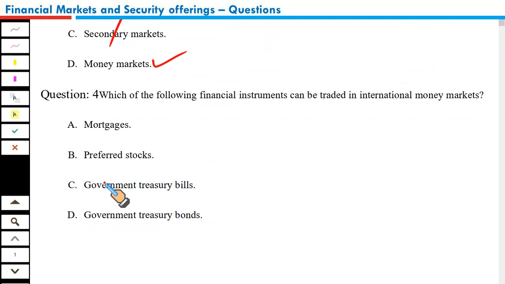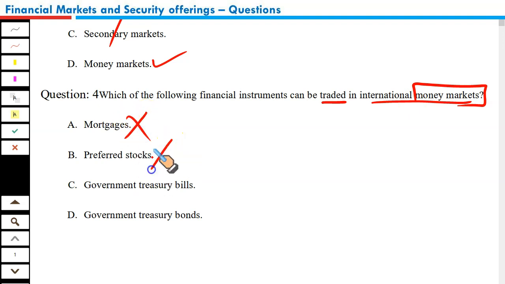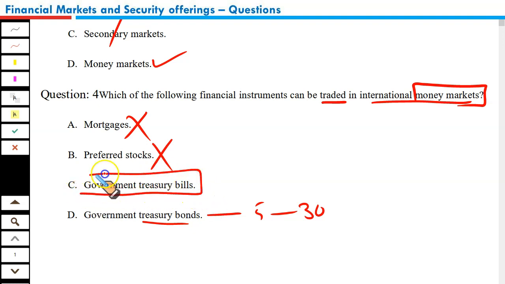Similar question to that one, just done. Which of the following financial instruments can be traded in the international money markets? Remember, money markets, so we are looking for those instruments that have maturity of less than 1 year. Mortgages up to 30 years, not a money market instrument. Preferred stock is a capital market instrument. Government treasury bonds could be up to 5 to 30 years of maturity. So what you're talking about is the money market instrument that has maturity of less than 1 year. So that is clearly the government treasury bill, and that's what makes C your correct option.